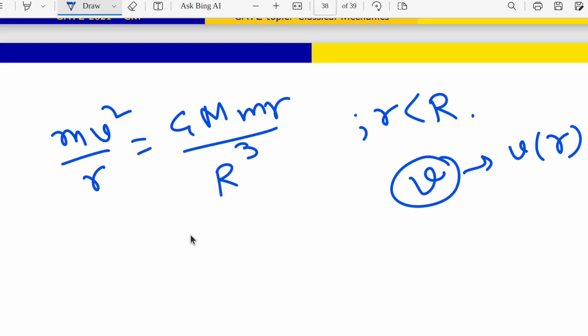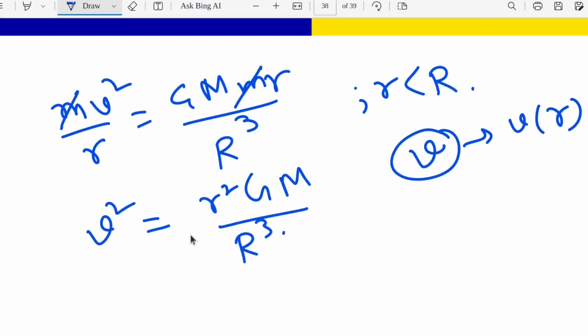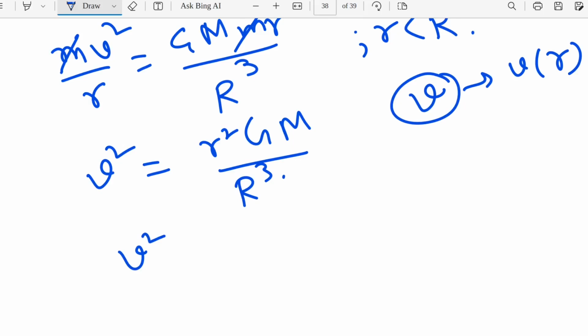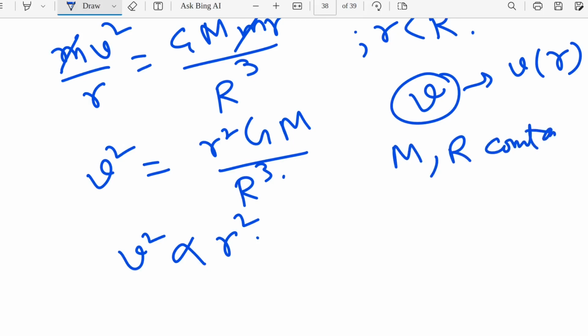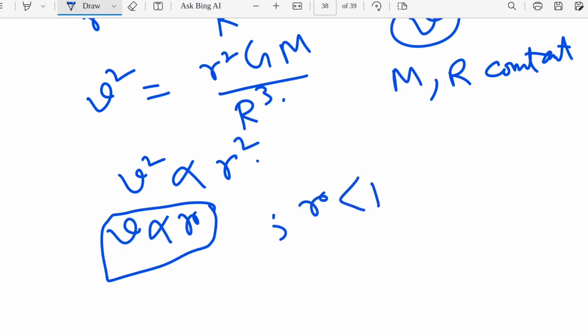How? You can see here, if I just calculate these things, then v square by r equals GMr by R cube, and then v square will be r square GM by R cube. So from there you can see v square is proportional to r square. All the things are constant here. Let me tell you, M and R are constant here. Like there is a specific value of M, the mass of the galaxy, and the specific value of R, the radius of the galaxy. So v is proportional to r. In which condition? When r is less than R.